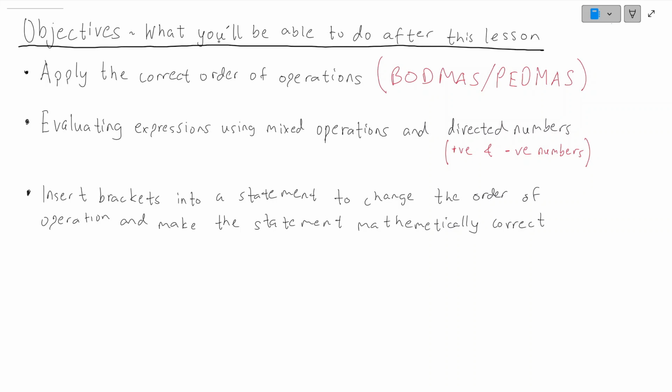Here's what you'll learn in this lesson and what you'll be able to do after it. You'll be able to apply the correct order of operations, which you might have heard of in the form of BODMAS, PEDMAS, or BIDMAS. You'll be able to evaluate expressions using mixed operations and directed numbers, which are just positive and negative numbers. And you will be able to insert brackets into a statement to change the order of operations and make the statement mathematically correct. Let us first take a look at why it's necessary to have your order of operations.